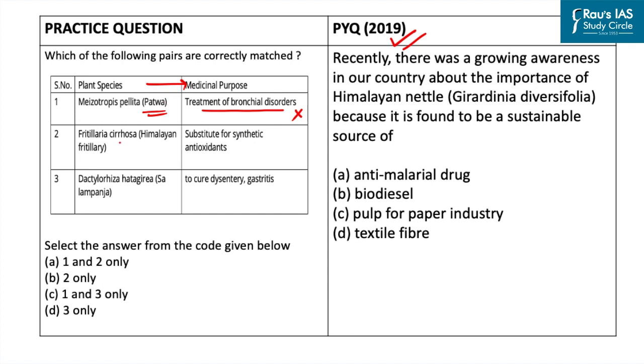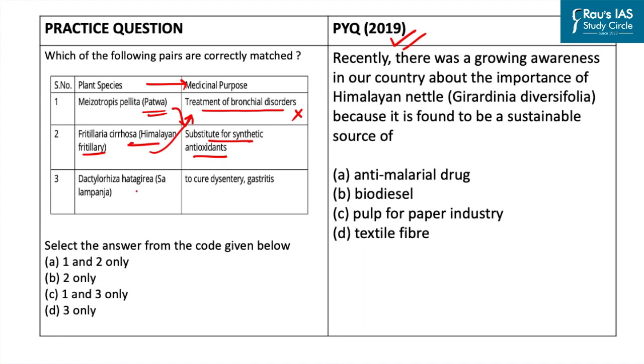Now the second plant species given here is that of Himalayan fritillary. Now it is matched with substitute for the synthetic antioxidants, and as we can see, substitute for synthetic antioxidants is that of Patwa. Now the Himalayan fritillary can be used for the treatment of bronchial disorders and that of pneumonia. The plant is also a strong cough suppressant, as the assessments made by the IUCN recommend.